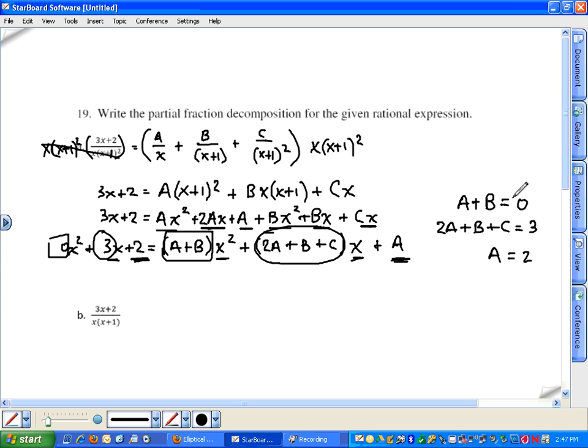Now we try to figure out the remaining values of b and c. If we know a equals 2 and a plus b is equal to 0, b has to be negative 2. And if a is 2, 2 times 2 is 4, 4 plus negative 2 is 2, 2 plus what equals 3, so that means that c has to be equal to 1. So we rewrite now, a is equal to 2, so it's 2 over x plus negative 2 over x plus 1 over x plus 1 squared.